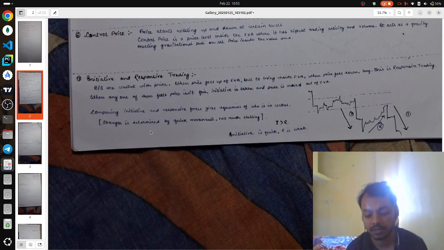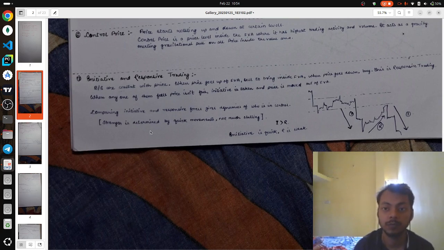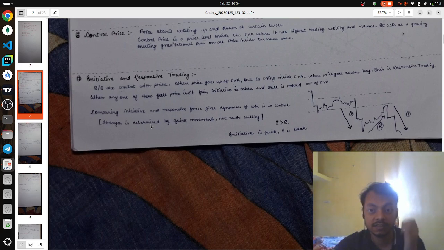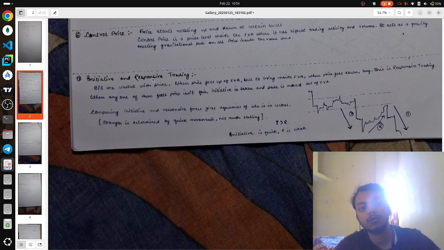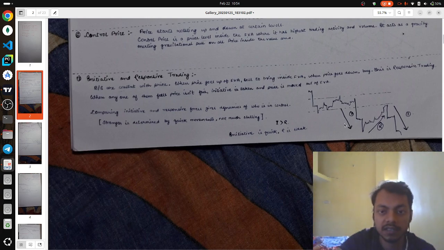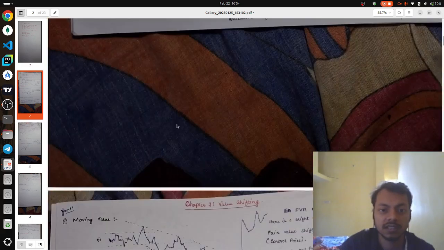Initiative trading is when big institutions feel that the price is not fairly valued, and they take initiative to move price out of that area. This is called initiative trading. And when this initiative has been taken, counter traders try to bring the price inside the area, and that is called responsive trading.